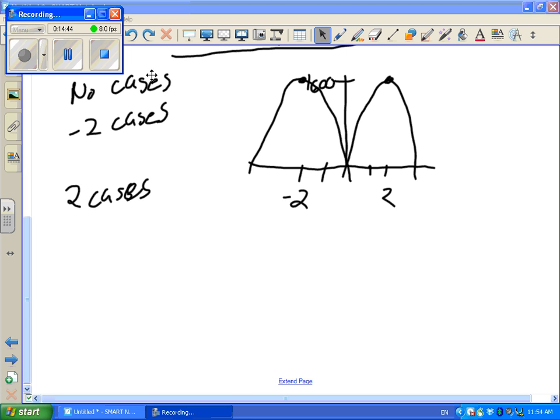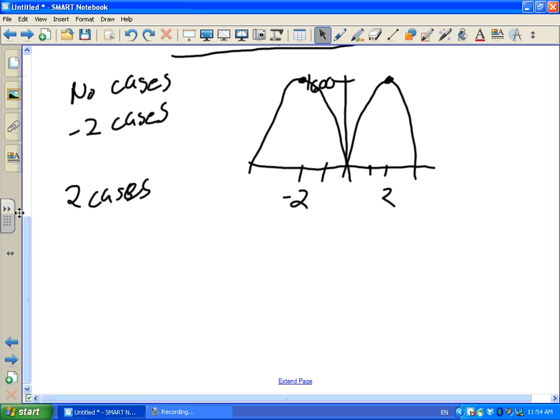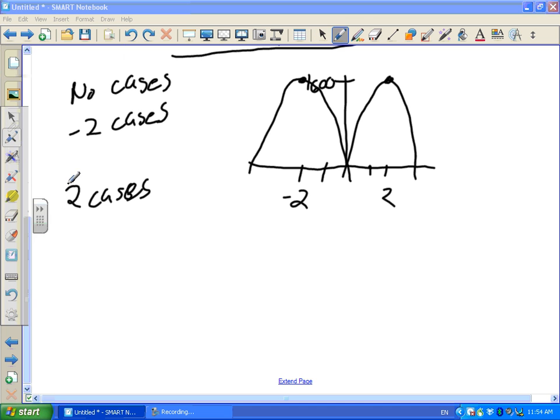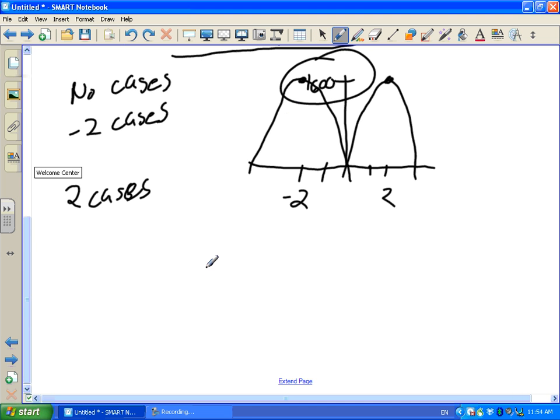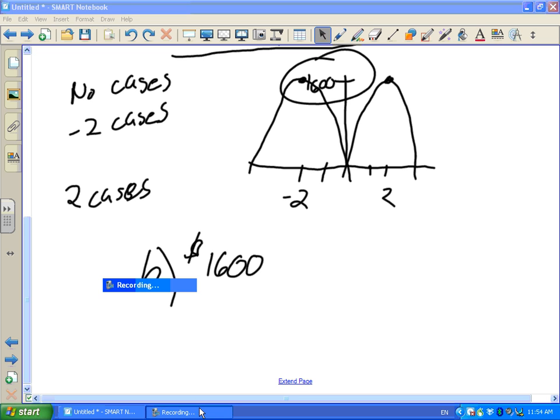And finally, let me get this last one in the time. I got 15 seconds. What was the amount of profit you would have got then? $1,600. That was B. B would have been $1,600.